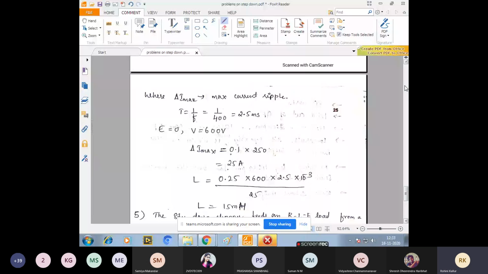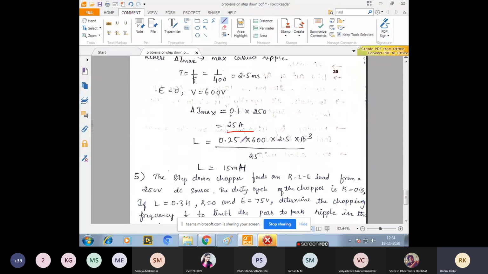Okay, this is my total time period, and I know E is equal to 0 and Vs is equal to 600 volts. Fine. So delta Imax is equal to this 0.1 into 250. It will actually be Imax minus I minimum. So in this particular case, we can calculate it as 0.1 into 250. So the value is equal to 25 amperes.